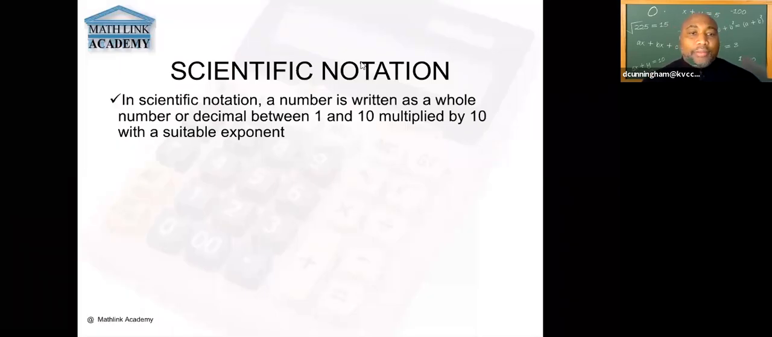Scientific notation. In scientific notation, a number is written as a whole number or decimal number between 1 and 10, and that's very important, multiplied by 10 with a suitable exponent. So let's talk about this. We're going to look at how we can write things in scientific notation.